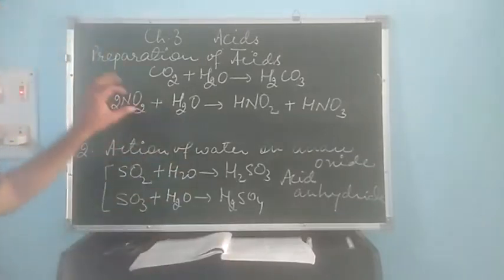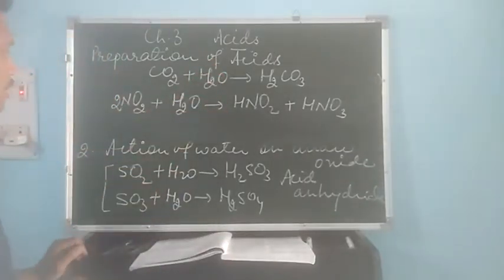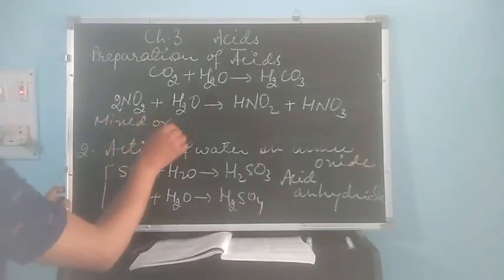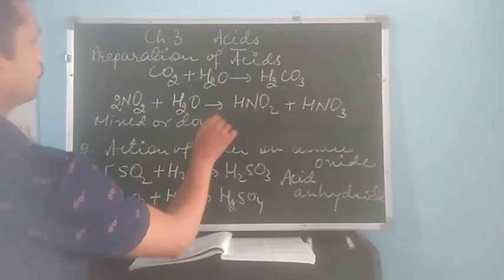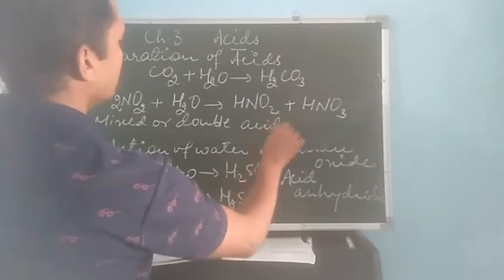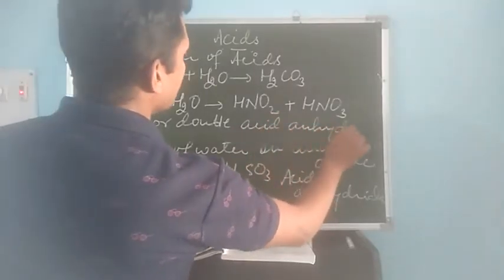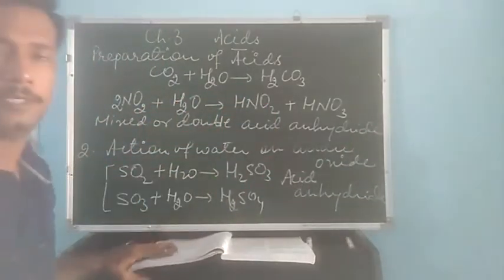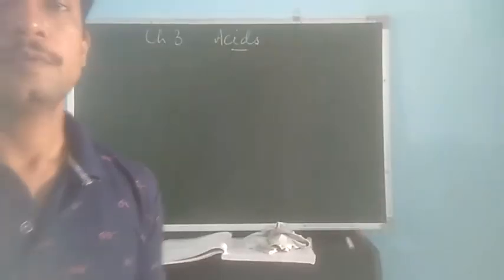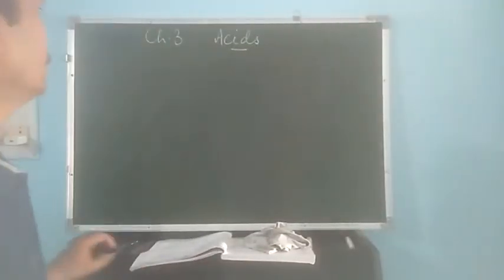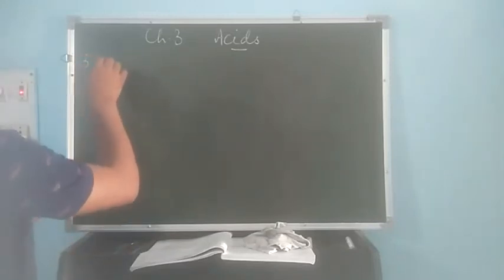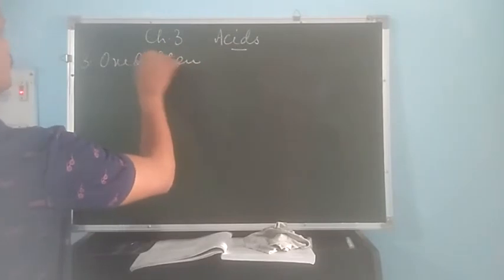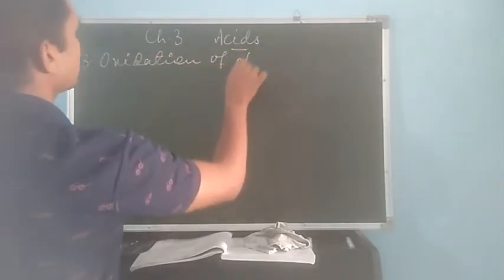Such an acid anhydride which gives two acids with water is called a mixed or double acid anhydride. So here nitrogen dioxide is a mixed or double acid anhydride. Now coming to the third method, which is oxidation of non-metals.